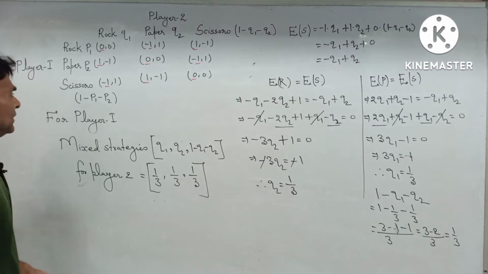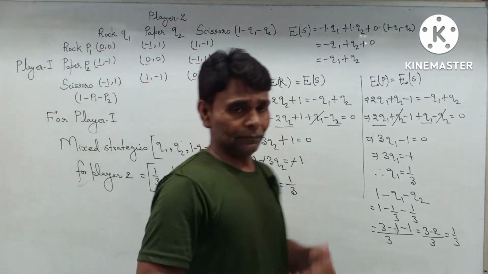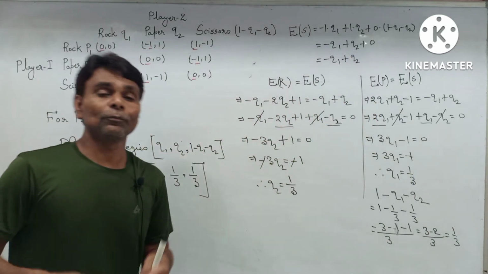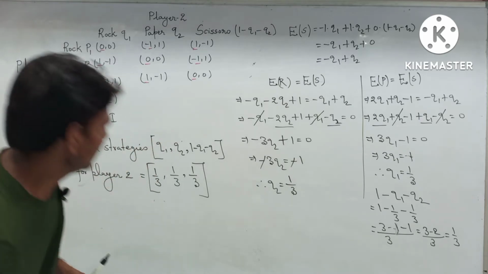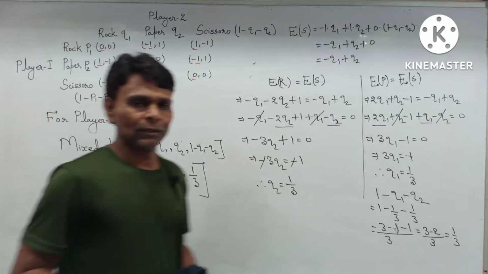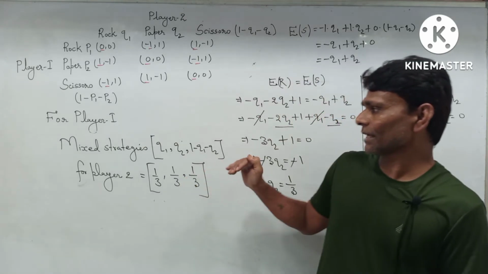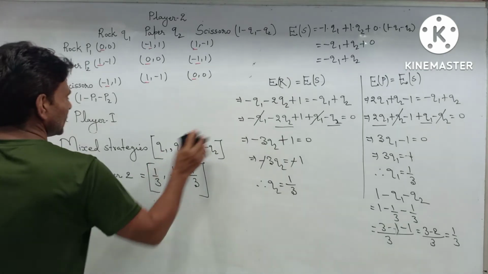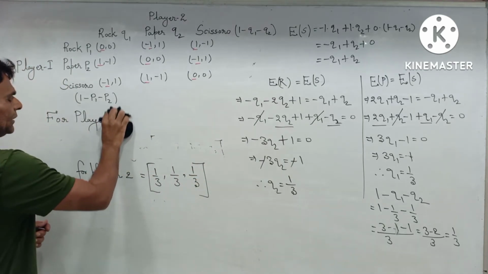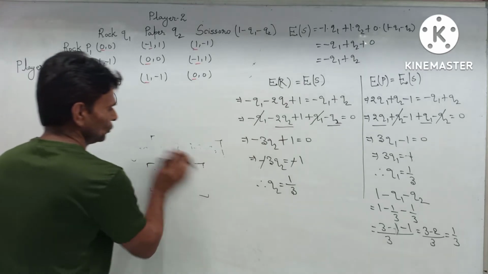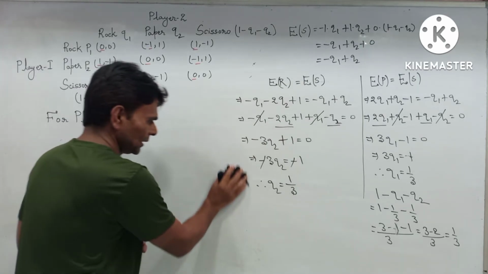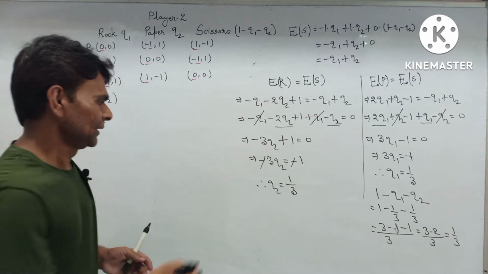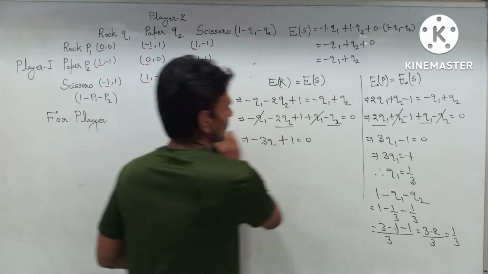Similarly we can get the value of the probability for the mixed strategy, the probability assigned for the mixed strategy for player 1. This is for player 2. Now we need to focus on player 2: with the given player 1 strategy, player 2 plays the game.